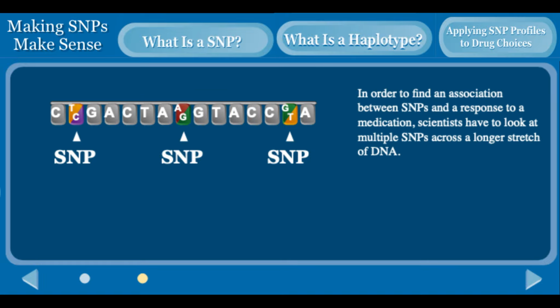To establish a clear, predictable association between genetics and something complex, like how a patient responds to a specific medication, scientists can't rely on just one location. As you can see, along this timeline of code, researchers must track multiple SNPs scattered across a much longer stretch of DNA to understand how these independent variations interact with each other.